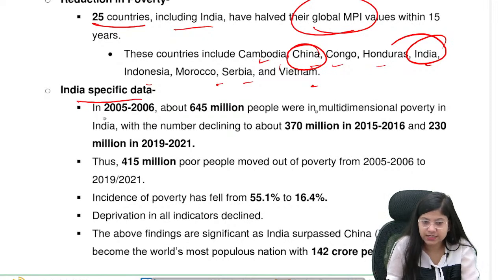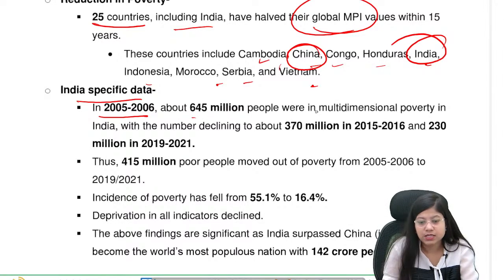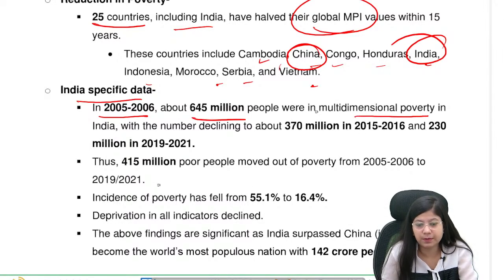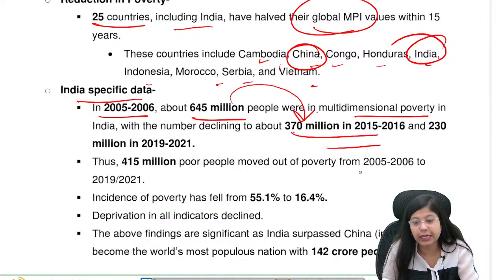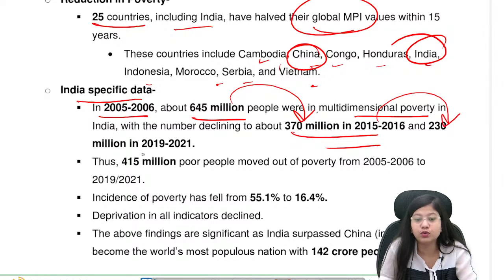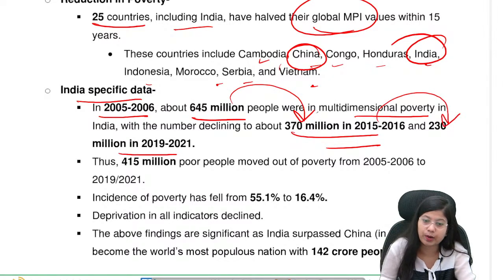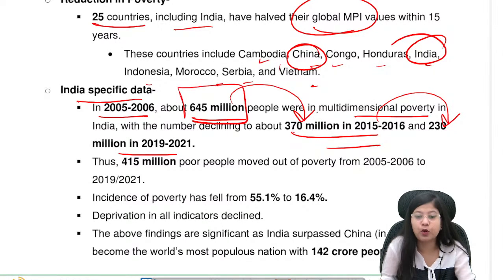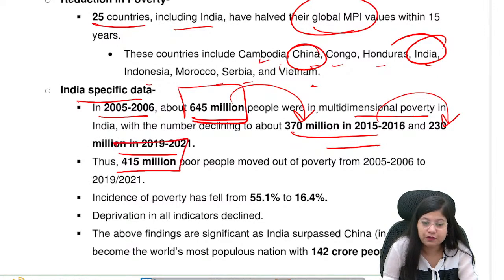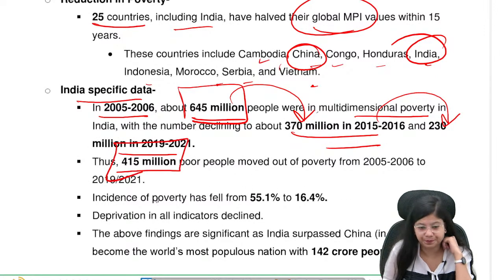India specific data is that in 2005 to 2006, 645 million people were living in multidimensional poverty in India. Now this number has reduced to 370 million people in 2015 to 16 and now to 230 million in 2019 to 2021. So clearly you can see that approximately 400 million people have been pulled out of multidimensional poverty in India, which is a great achievement. 415 million people is the exact number between 2005-06 and 2019-21.